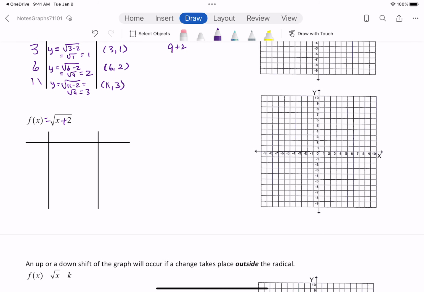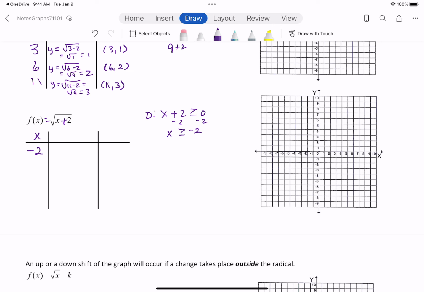And we're going to use the same tactic. First I'm going to find the domain. So I'm going to say x plus 2 bigger than or equal to 0. If I subtract the 2 to solve for x, I get x bigger than or equal to negative 2. So I know negative 2 is going to be my endpoint.